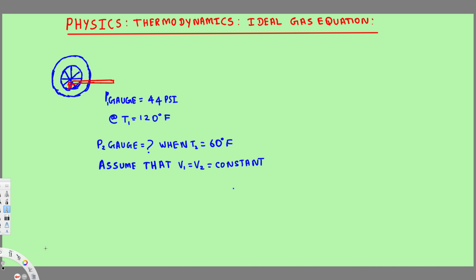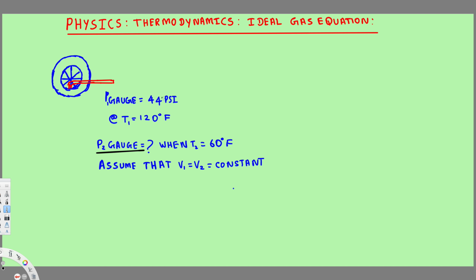Guys, let's do this problem right here. The question is asking to find the P2 gauge. So this is the question. Let's underline this one. The situation is we have a tire that's pressurized by 44 psi. Psi means pounds per square inch, it's a unit for the pressure, right?